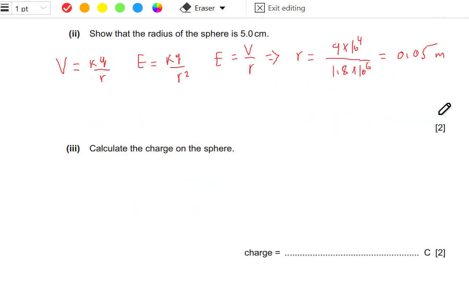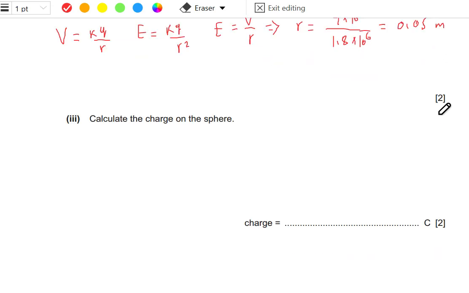Calculate the charge on the sphere from V equal kQ over R. We can find that Q equals VR over k.